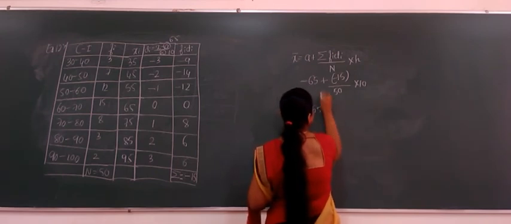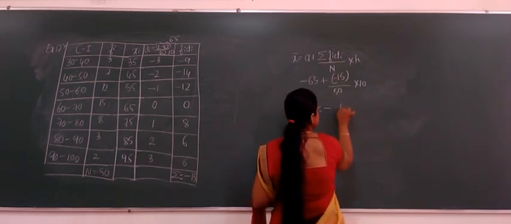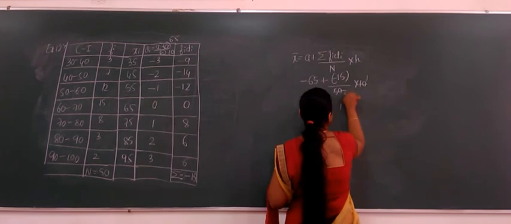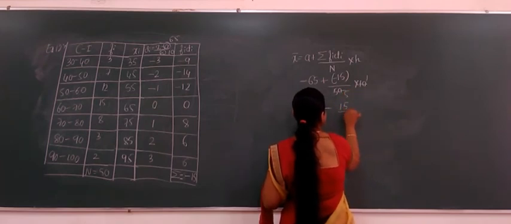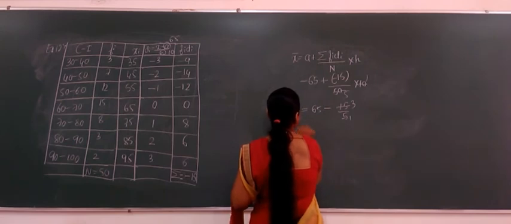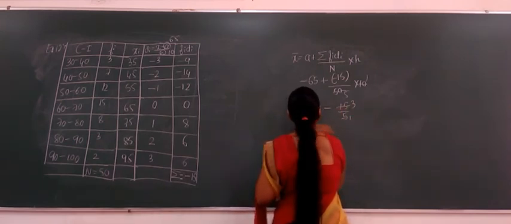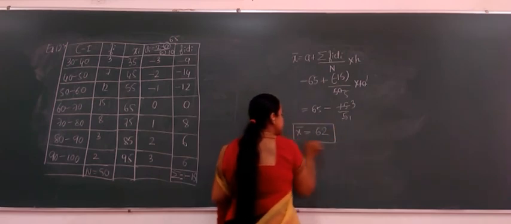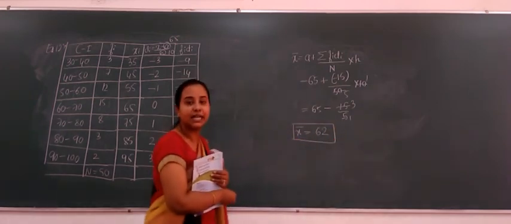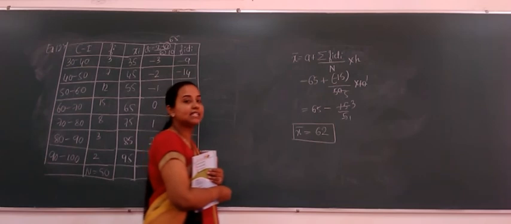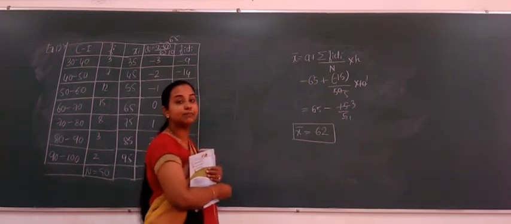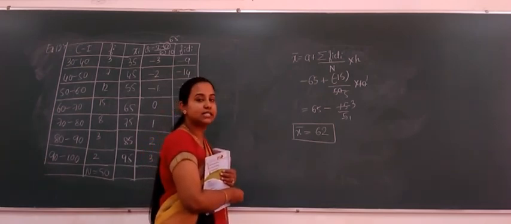So it is 65 plus minus 15 by 50 into 10. Ten ones are 10, 5s are 50, so it is 15 by 5, or 5 ones are 5, 3s are 15. So what is your mean? 65 minus 3, so it is 62. Is it not the same mean, students, what we had got in example 10? Yes. So even in example 10 we had got the mean x bar is equal to 62.